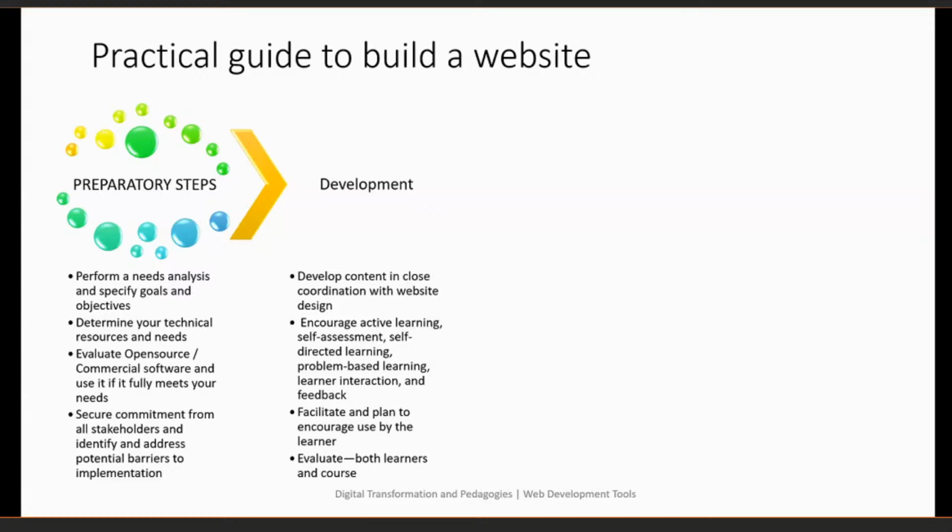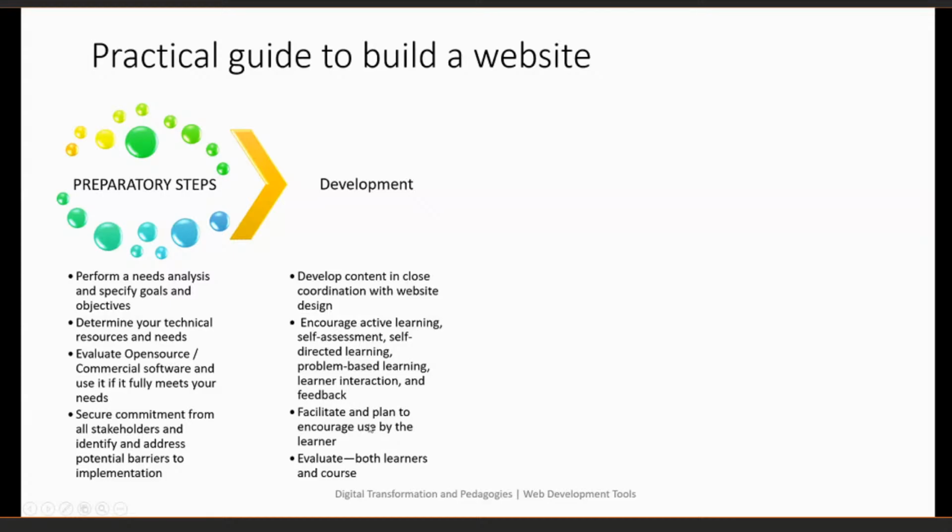Second one is, while you're designing, encourage active learning, self-assessment, and self-directed learning, as well as problem-based learning and interaction. Also try and see whether you can collect feedback. So it's again having that close-knit connection with the stakeholders I mentioned. One of the stakeholders is the content consumer, which can help you in terms of development.